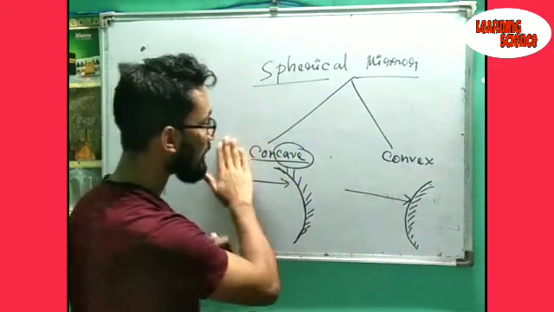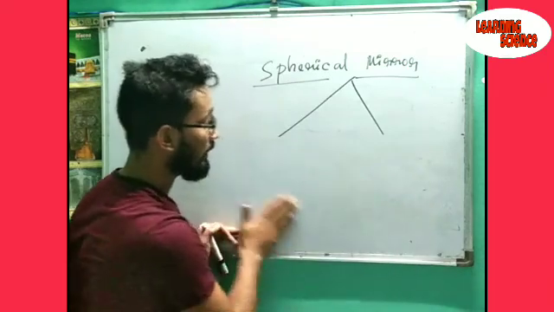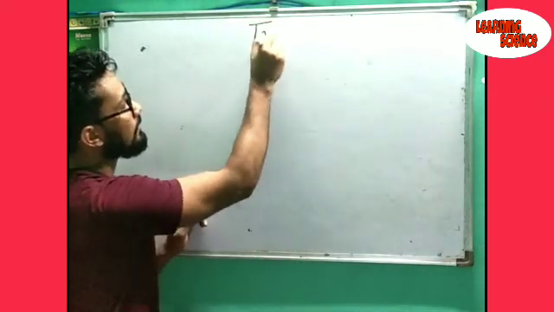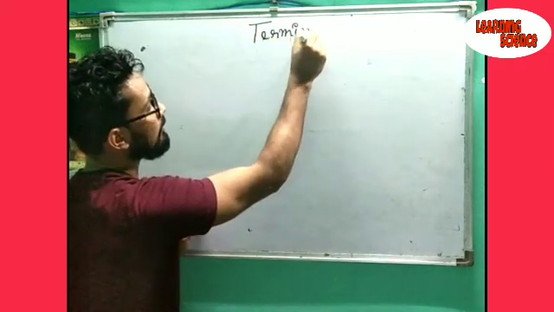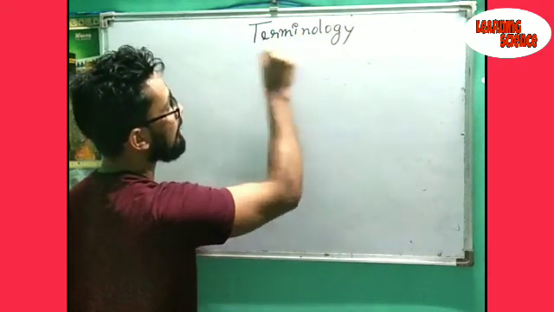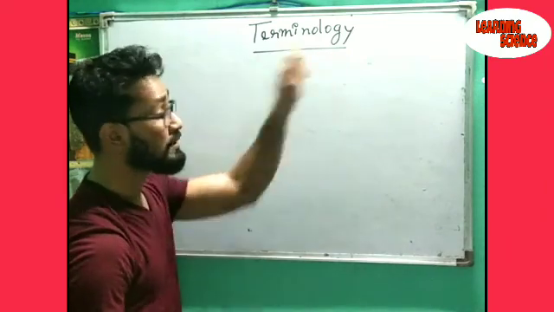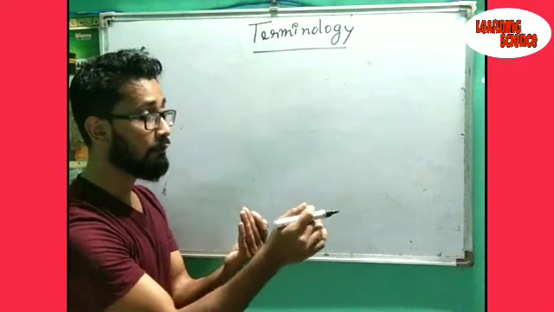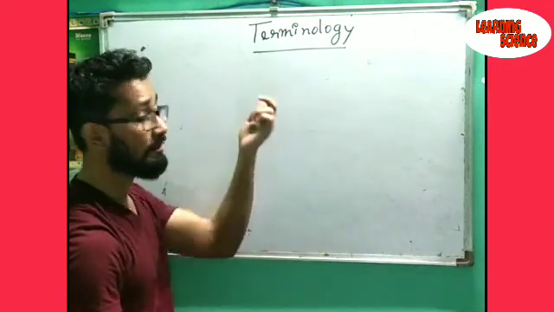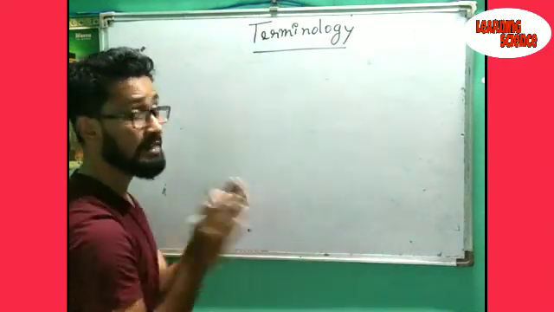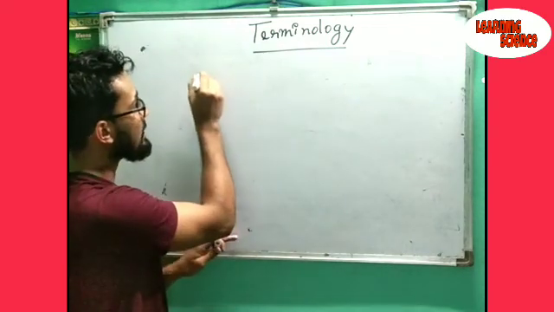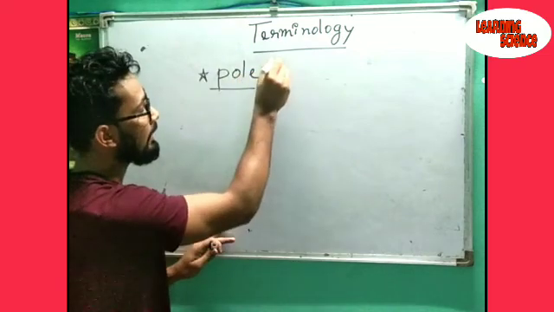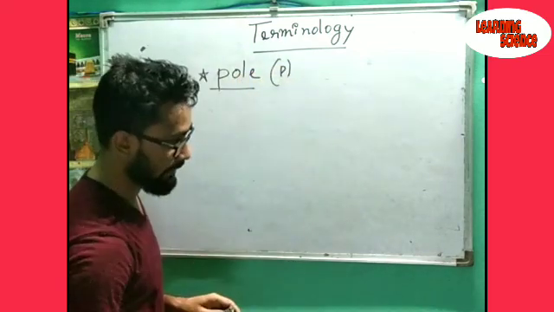Okay. Now let's discuss some of the terminology, some of the terms regarding spherical mirrors, which is very important. If you want to know further about this chapter, these points are very important. Terminology regarding spherical mirror. First point is what? Pole. The first term is pole, denoted by P.